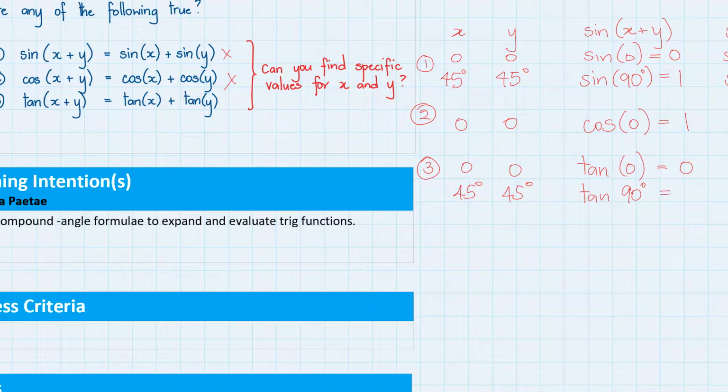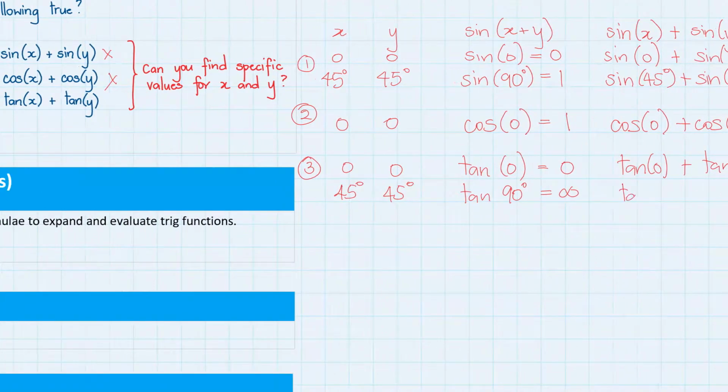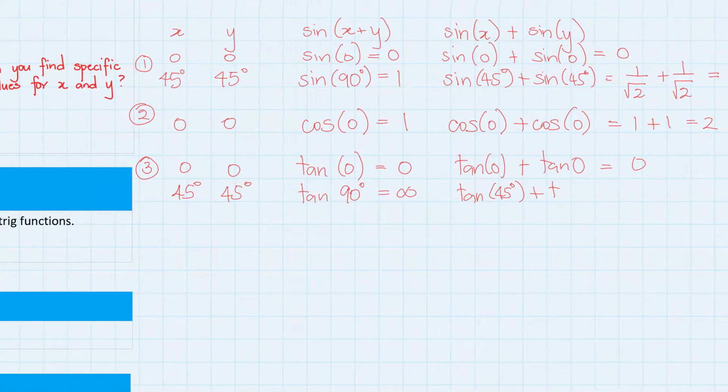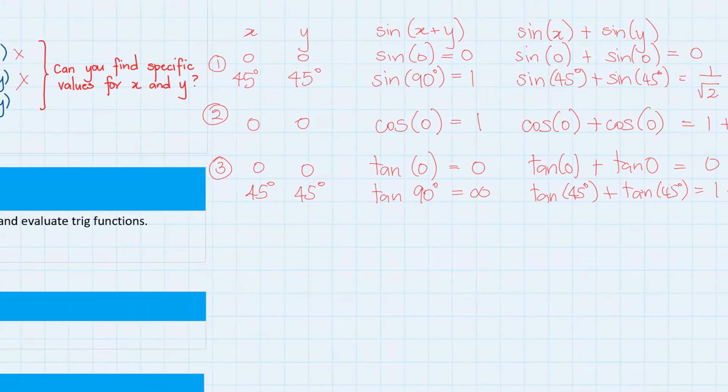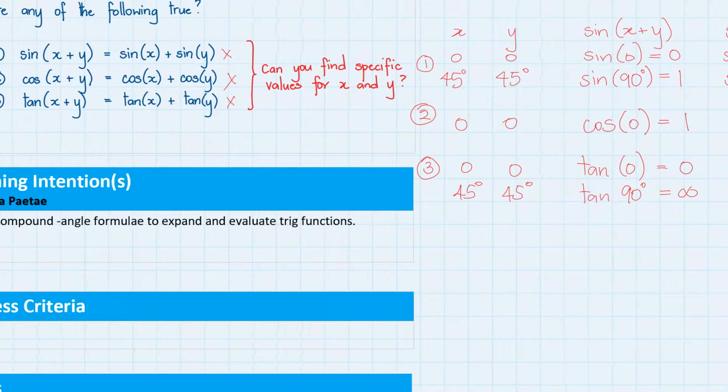Now we know that tangent of 90 degrees is infinity, it doesn't exist. But we know that tangent of 45 degrees does exist. If we work those out individually, tangent of 45 degrees is in fact 1, so that's going to be 1 plus 1, which is 2, and 2 is not undefined, 2 is very clearly defined. So that third equation isn't true either. None of those equations are true.